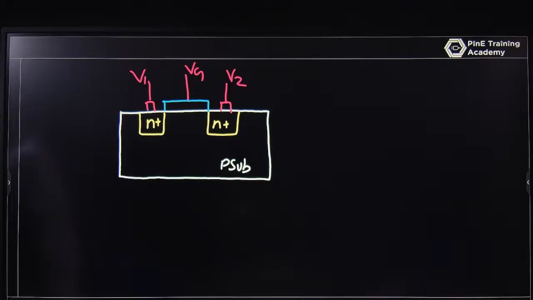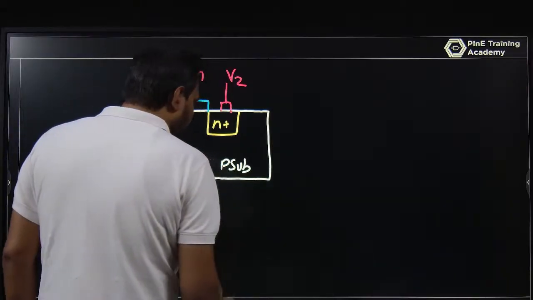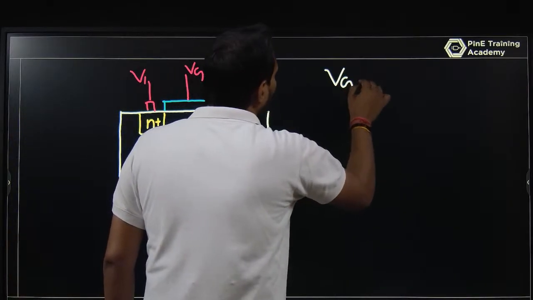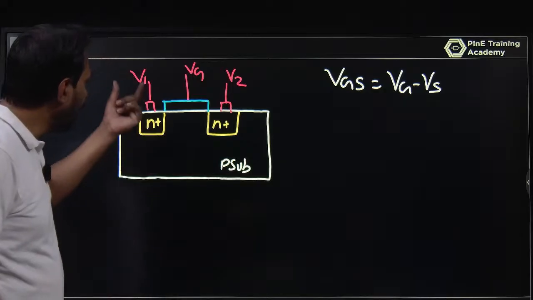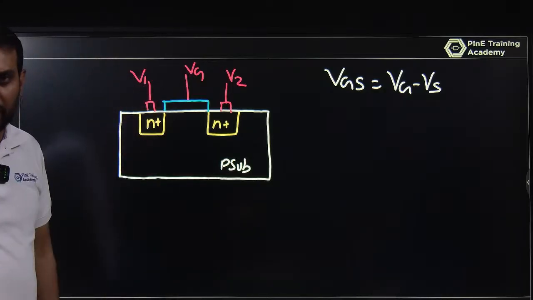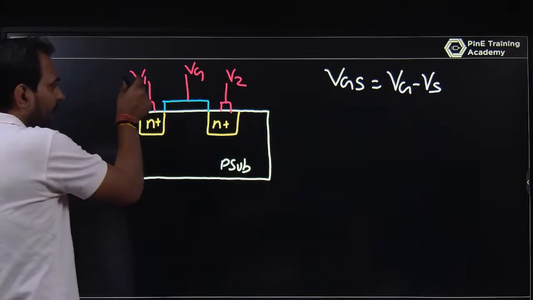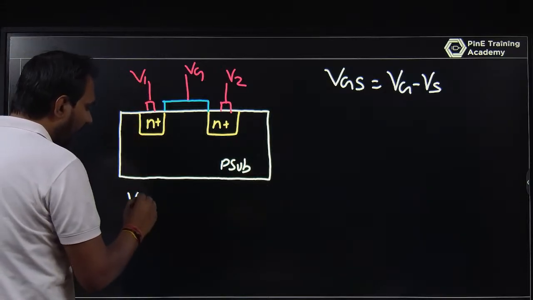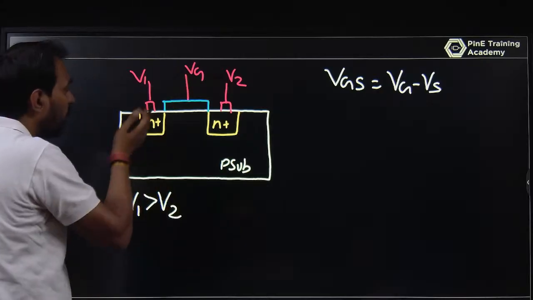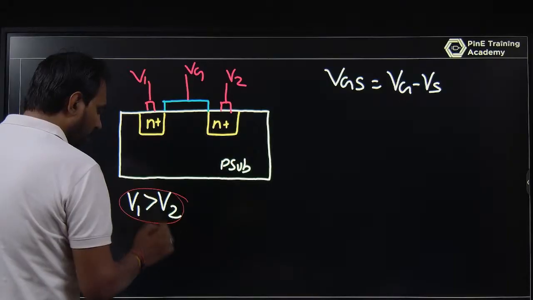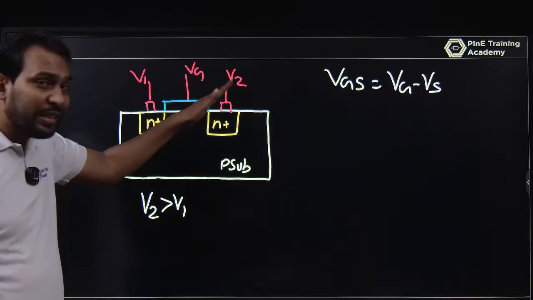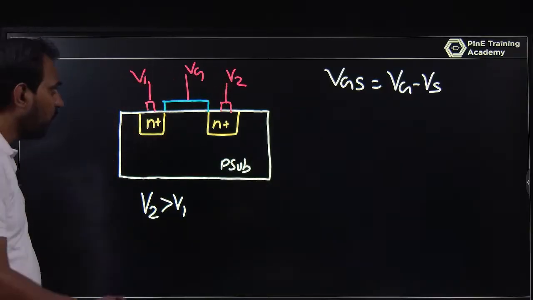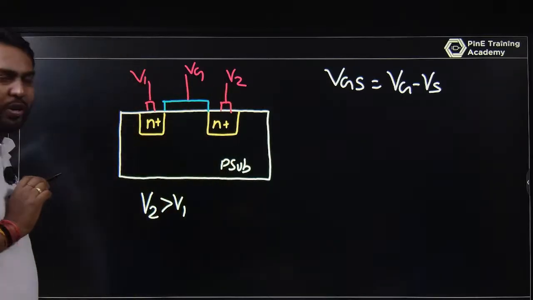And I am providing VGS. What is the meaning of VGS? It means you have a gate voltage and a source voltage. This is the difference VG minus VS. One of those voltages becomes a source, one becomes a drain. So let V1 be higher than V2, or make V2 higher than V1, it is up to you. Okay, make V2 higher than V1. If V2 is higher than V1, this has a higher potential and this has a lower potential.